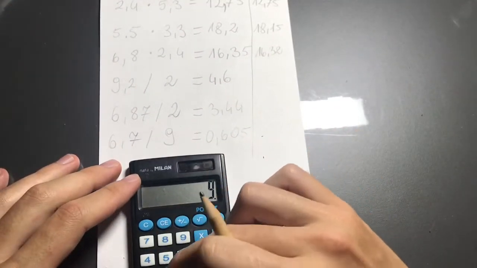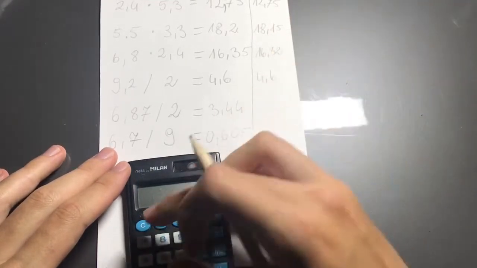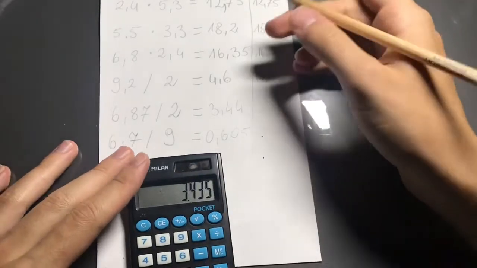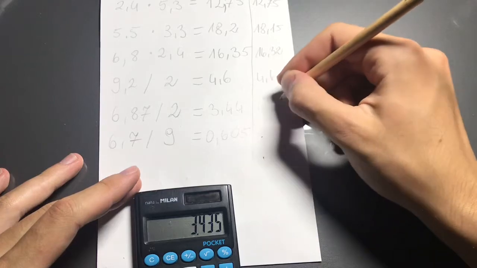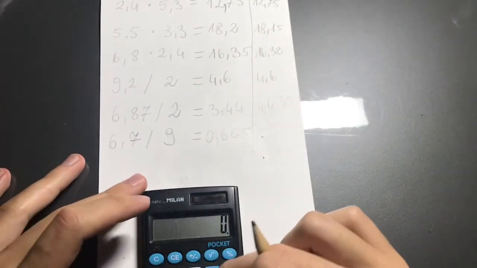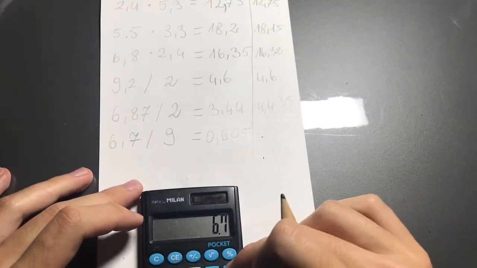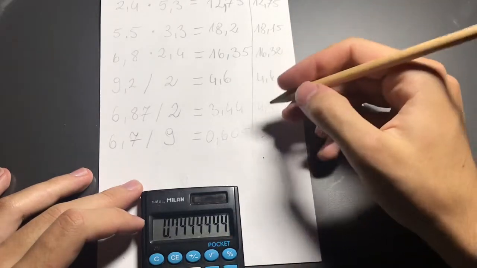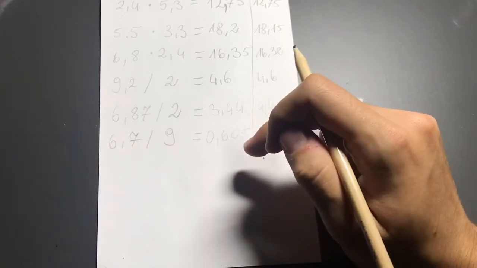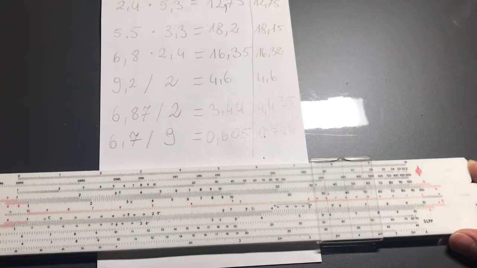Then we have 9.2 divided by 2, 4.6, bang on. 6.87 divided by 2, 4.435. So we were pretty close. And then we have 6.7 divided by 9, which is equal to 0.744. So it's a bit off. Let's try to redo it.